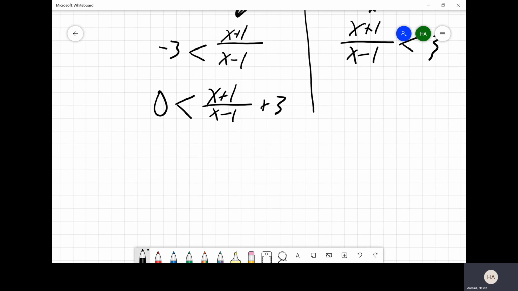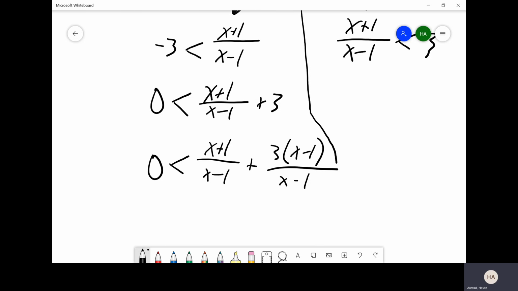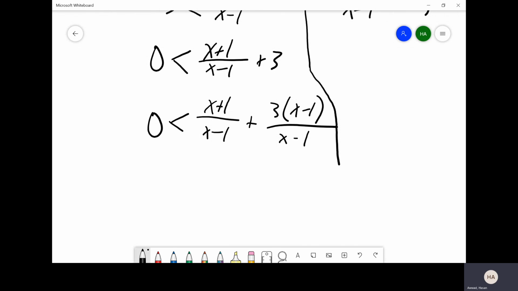I need to get a common denominator. So we get 0 is less than (x plus 1)/(x minus 1) plus 3 times (x minus 1) over (x minus 1), right? My common denominator here is the x minus 1. And now, since we have common denominators, we can go ahead and add these. So we get 0 is less than x plus 1.